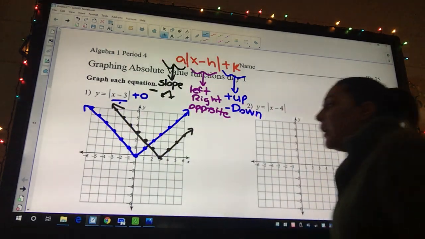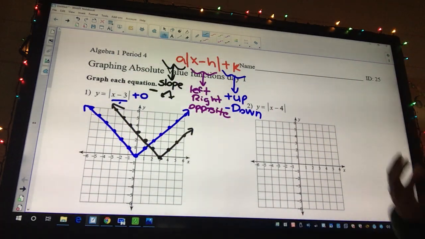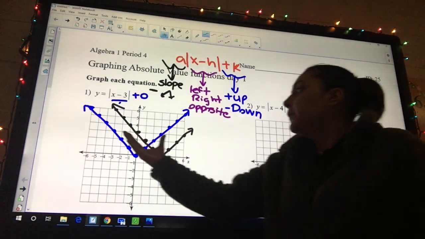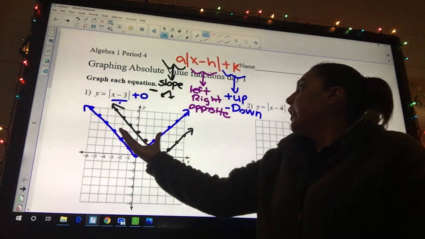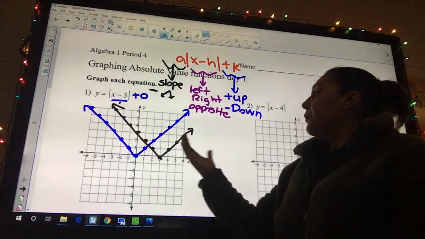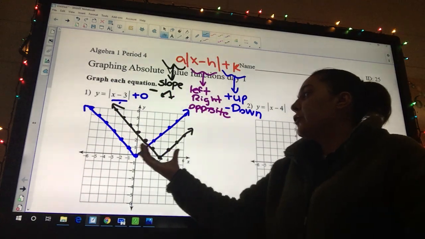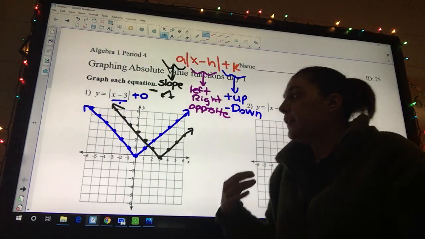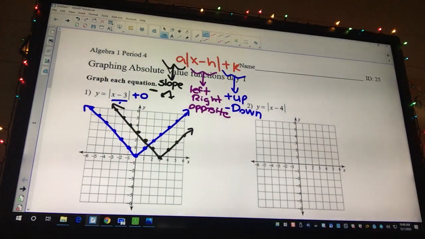Okay, so now we can see that from my original graph, this blue one, I shifted it 3 units, because that's what this says, it's on the inside. We shifted it 3 units. It's still the same graph, it's just shifted. It is still totally the same graph. It's shifted.